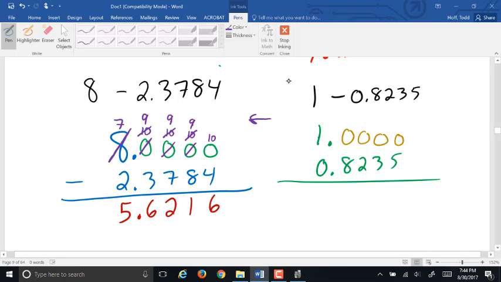Tell me what to do. Borrow from the 1. That's now 0. 10. Borrow, that's 9. 10. Borrow, that's 9. 10. Borrow, that's 9 and 10. Now we can subtract. 10 minus 5 is 5. 9 minus 3, 6. 9 minus 2, 7. And 9 minus 8, 1. Bring down the decimal. Now, I get asked this one all the time. Do I have to put the 0 here? Well, technically, mathematically, the answer is no. But practically, the answer is yes.